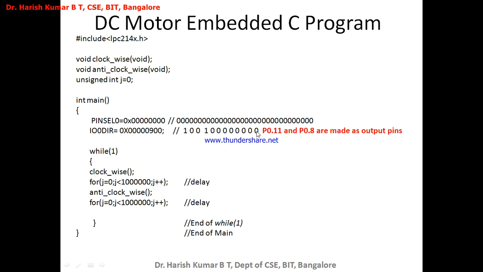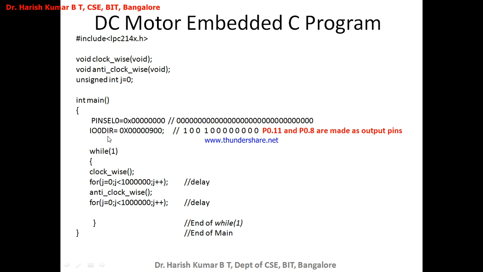This is P0.0, P0.1, 0.2, 0.3, 0.4, 0.5, 0.6, 0.7, and this is port pin 0.8, this is port pin 0.9, this is port pin 0.10, and this is port pin 0.11. Now my intention is to make port pin 0.11 and port pin 0.8 the output pins. This 9 is nothing but 1 0 0 1, hence the data 9, so this data will make port pin 0.11 and port pin 0.8 the output pins.